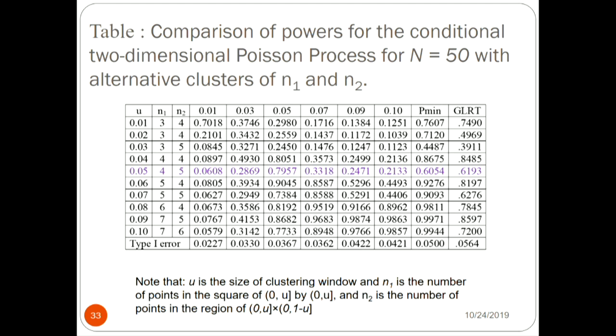But unfortunately, if I use the wrong size of the moving window, the testing power is relatively low here. So instead, I would rather use a sequence of moving windows.